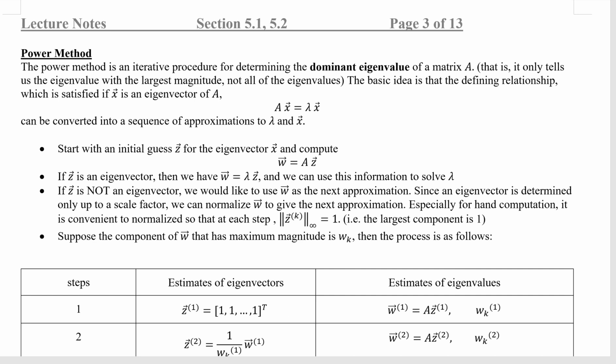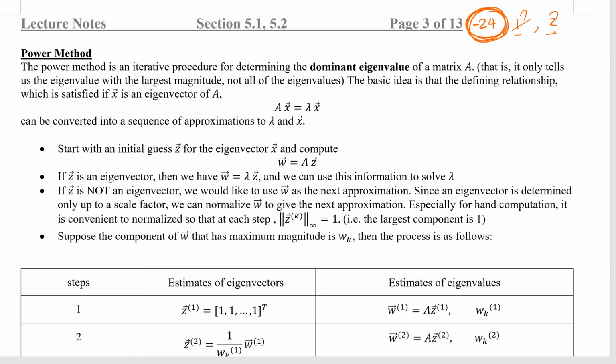The power method is an iterative procedure for determining the dominant eigenvalue of a matrix A. That is, it only tells us the eigenvalue with the largest magnitude, not all of the eigenvalues. For example, for a 3 by 3 matrix, maybe its eigenvalues are 24, 1, and 2, and this method can only tell us the largest eigenvalue, the eigenvalue with the largest magnitude. Even if that eigenvalue is negative, the power method will tell us this one, okay? We don't know the rest.